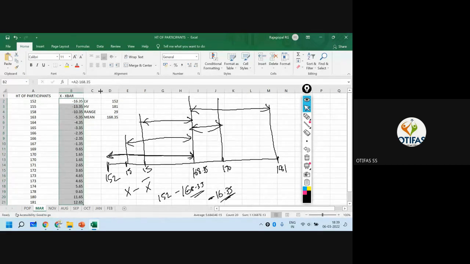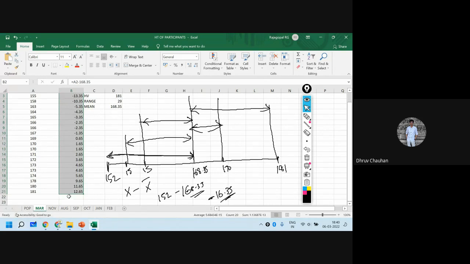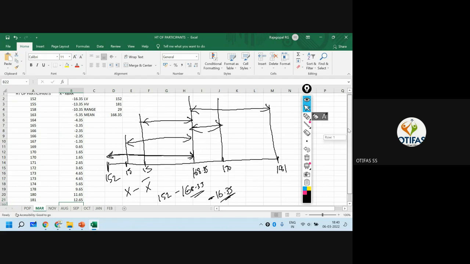Now tell me, what is the average distance? What is actually standard deviation? Standard deviation is the average distance of individual values from the mean value. How will you find out the average? By summating all the distances from the mean value, and then dividing by the total number. Just calculate the total value and then divide.